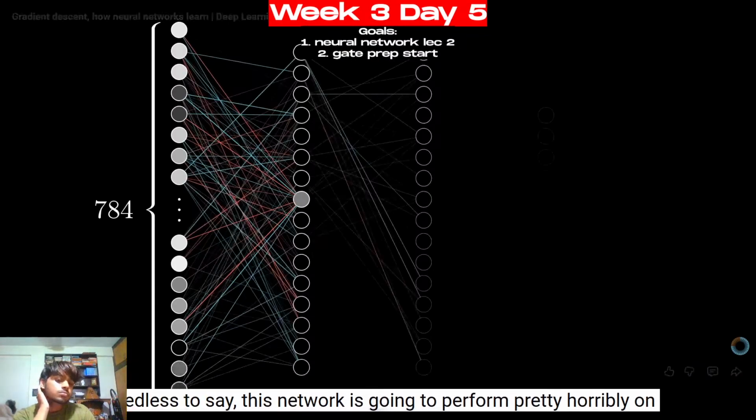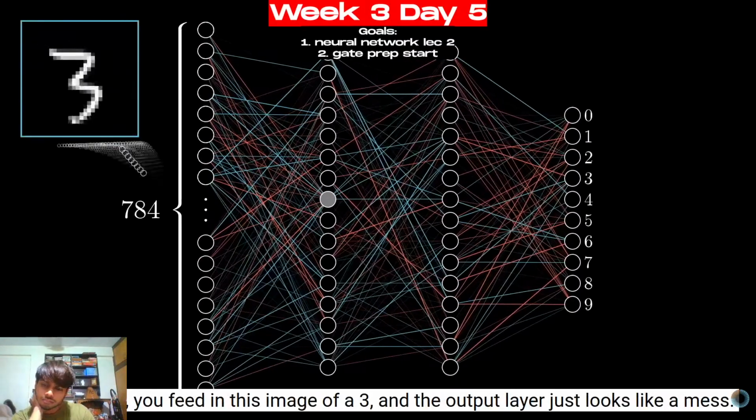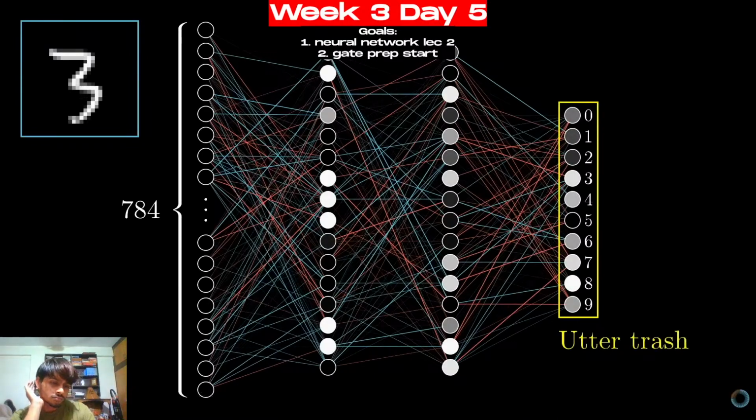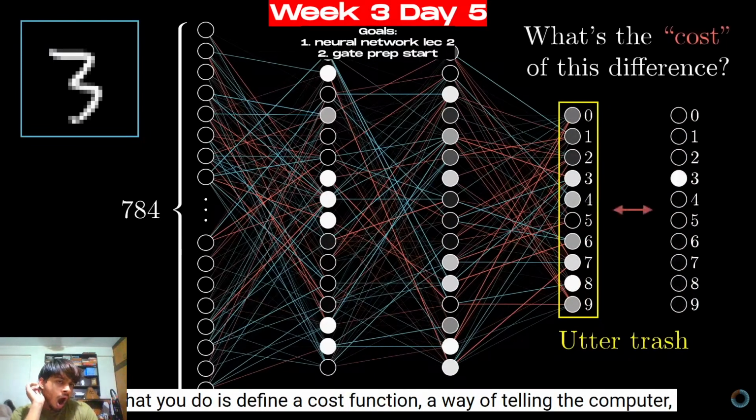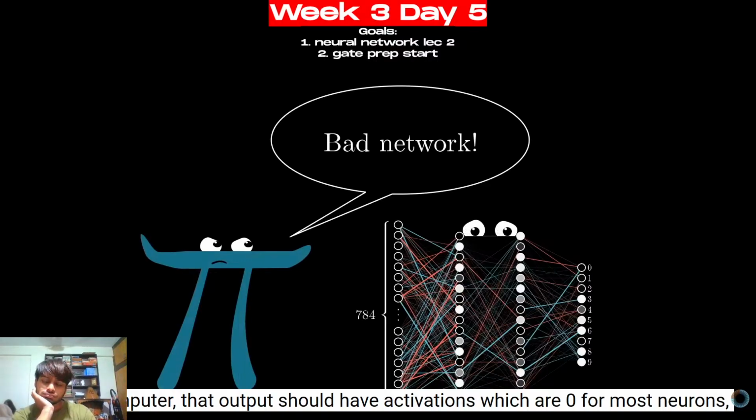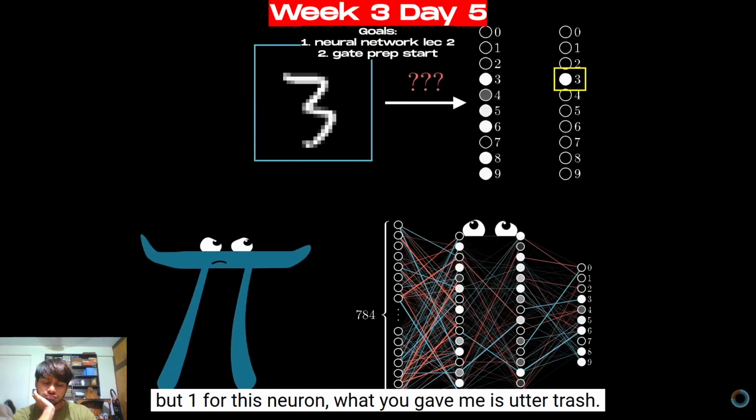Needless to say, this network is going to perform pretty horribly on a given training example, since it's just doing something random. For example, you feed in this image of a 3, and the output layer just looks like a mess. So what you do is you define a cost function, a way of telling the computer, no, bad computer. That output should have activations which are 0 for most neurons, but 1 for this neuron. What you gave me is utter trash.